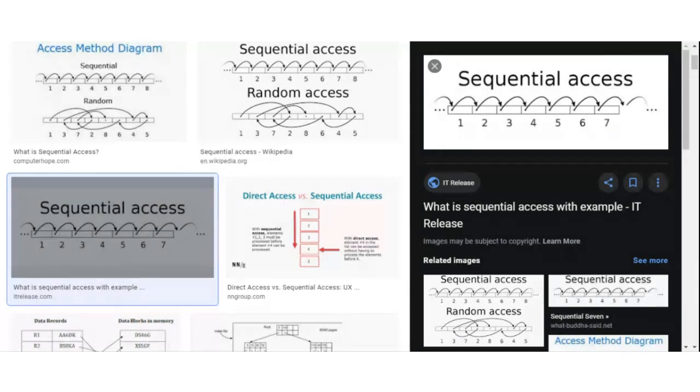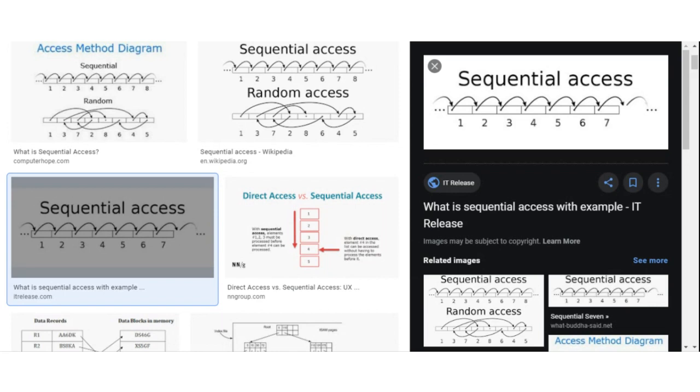Direct, or the random. Direct access, or what is called random access. Now, what happens in this one? The information is accessed randomly. You don't have to start from record one. In case the record is in record seven, the computer system unit or the CPU accesses that information directly. That is what we call the direct access method.